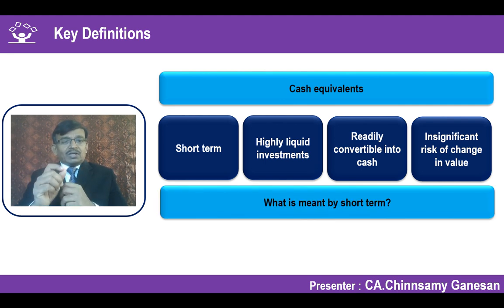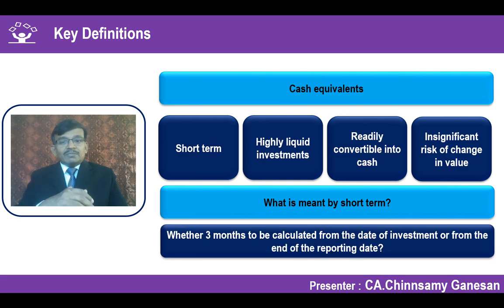What do you mean by short term? The standard says anything which can be realizable within 3 months from the date of investment. In simple terms, if the original maturity of the investment, maybe it's a bond or maybe other investments or maybe bank deposits, should be capable of being realized within 3 months from the date of its investment. So the original maturity should be 3 months.